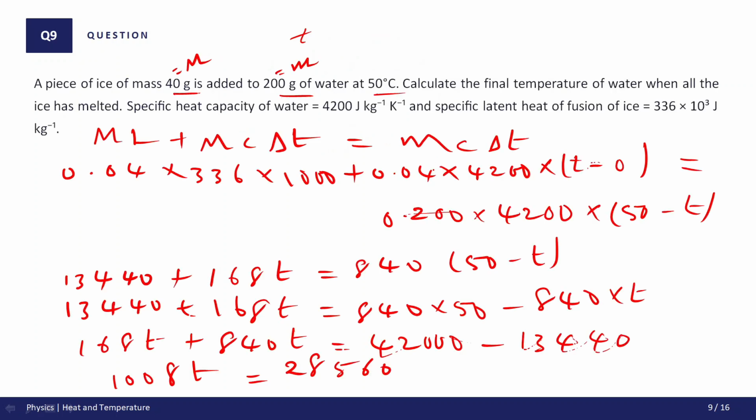So this is the ninth one. So up to now we have seen only one formula. Method of mixture, net gain equal net loss. Here the assumption is nothing but the energy is conserved. There is no loss of energy.